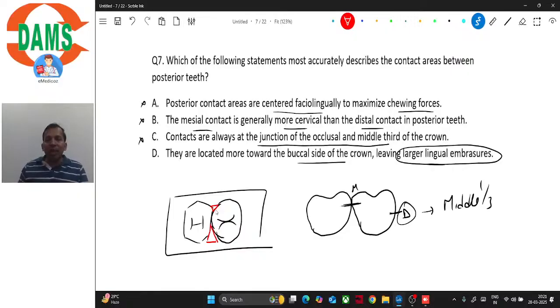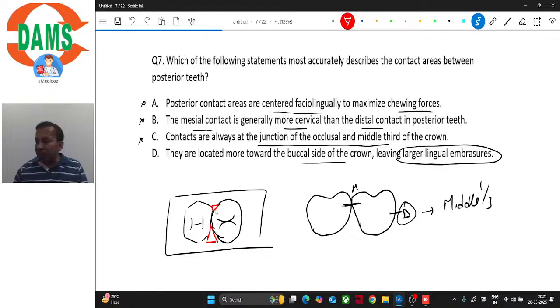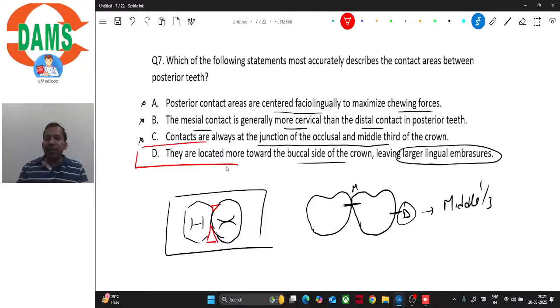So what it means is that these proximal contacts are more buccally located, isn't it? They are more buccally located. So option D is the correct answer. Is it clear? Right? Option D is the correct answer, isn't it?